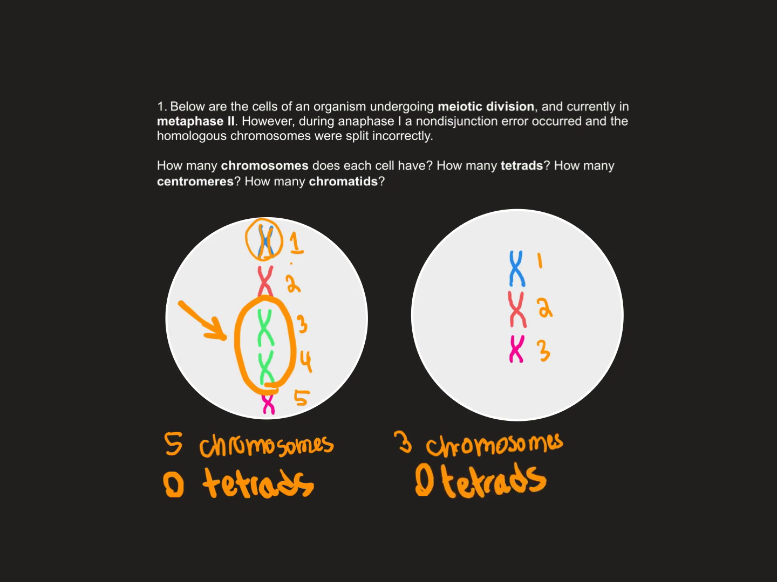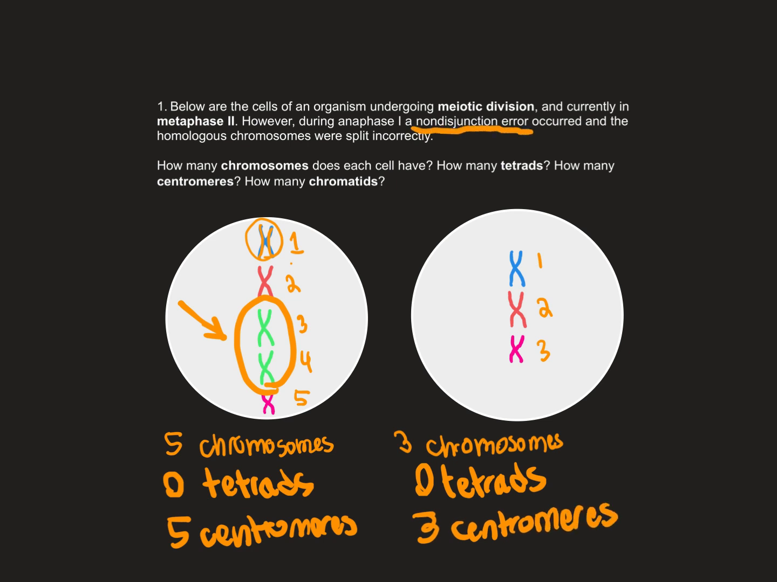And next we're asked how many centromeres are here. Well, that's as simple as there being 1 centromere per chromosome. So in cell number 1, we have 5 centromeres, and we only have 3 in cell number 2. And again, this uneven distribution is because of our nondisjunction error that occurred during the first division.